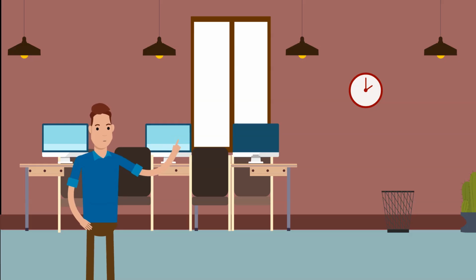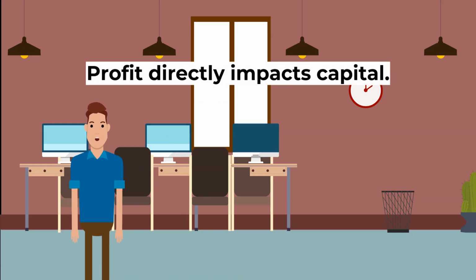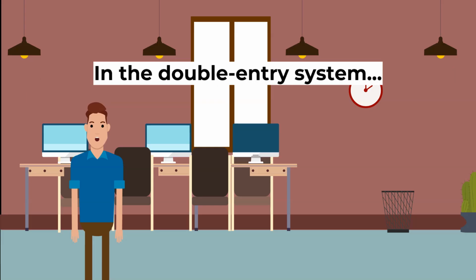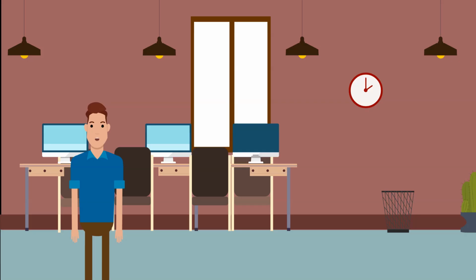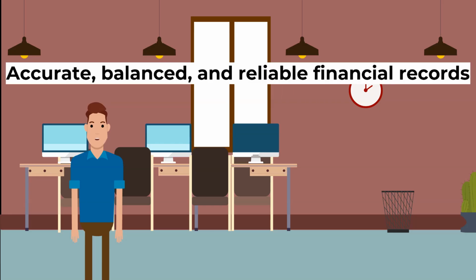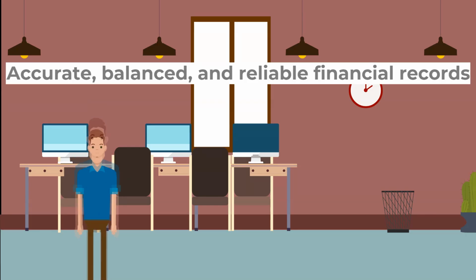Here's a quick recap. 1. Profit directly impacts capital. Revenue increases profit and capital, while expenses reduce them. 2. In the double entry system, revenues are credited, and the corresponding asset, like cash, is debited. Expenses are debited, and the corresponding liability or asset reduction is credited. 3. Together, these principles ensure accurate, balanced, and reliable financial records.